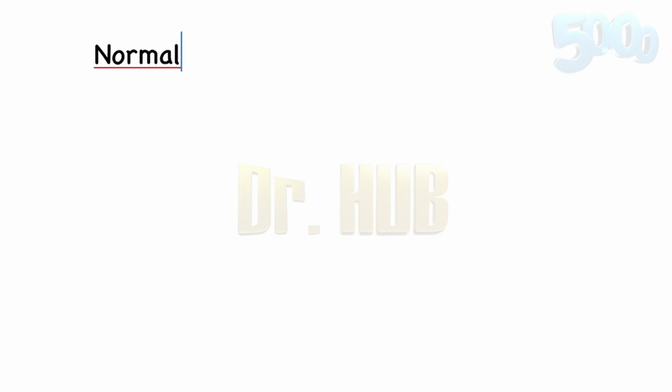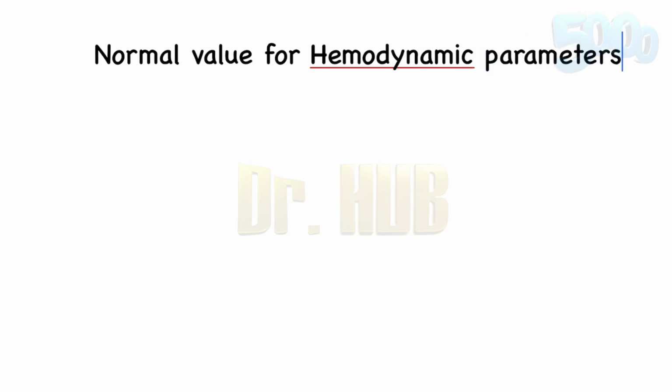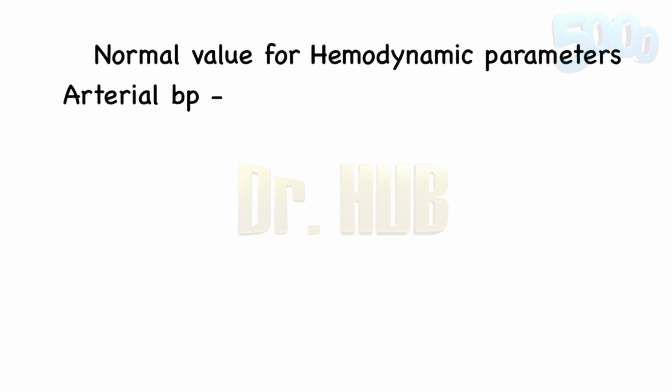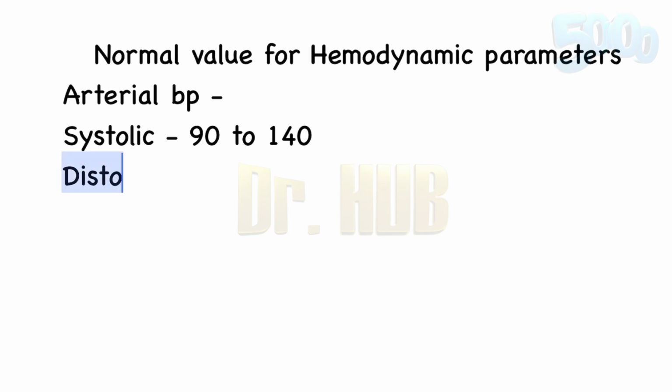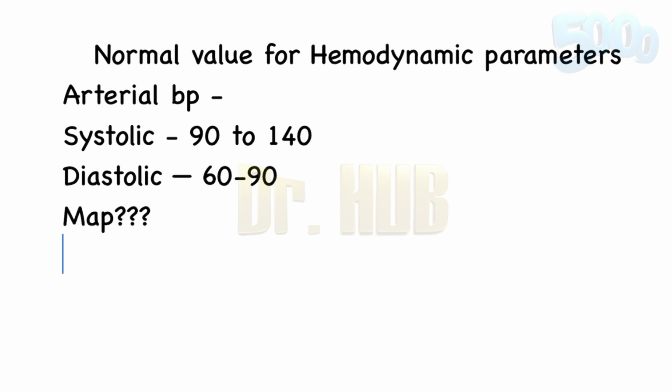Let's look into the normal values for the hemodynamic parameters. First is the arterial BP, which includes the systolic as well as the diastolic. The systolic is in the range of 90 to 140. Then the diastolic arterial BP is about 60 to 90. The mean arterial pressure amounts to about 70 to 105.